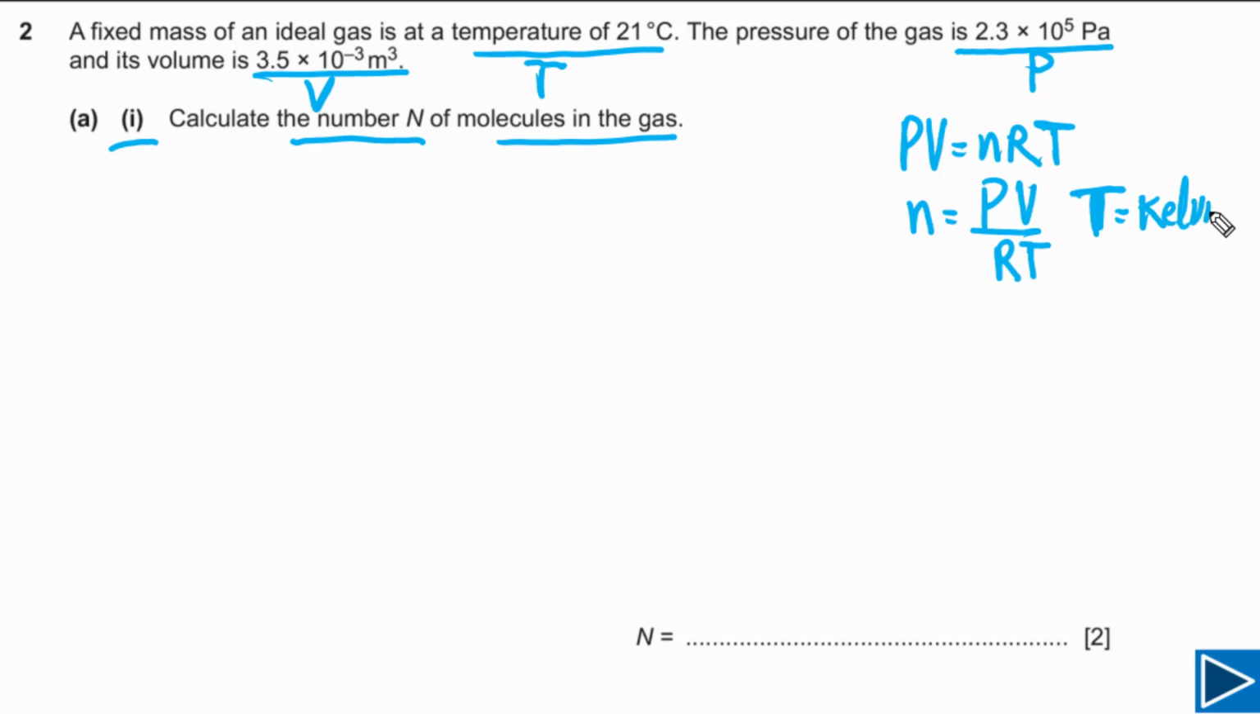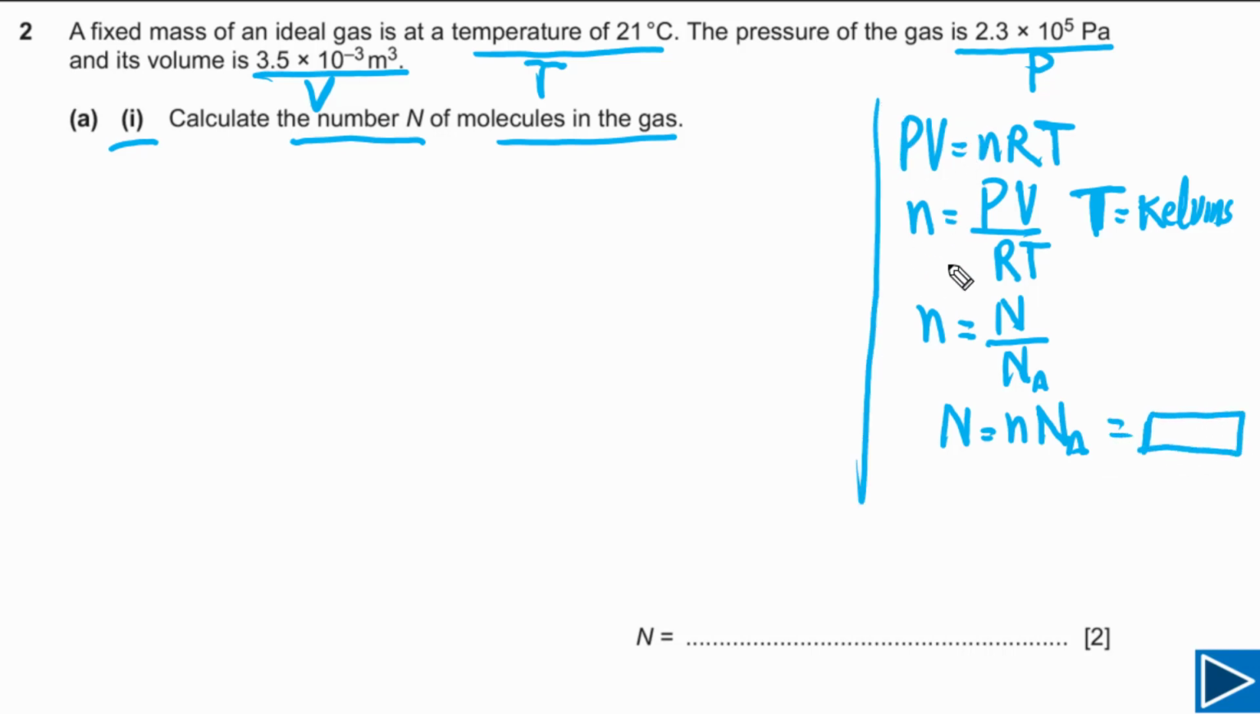So let me write it on here. It has to be in Kelvins. If we can get the number of moles, then we can calculate the number of molecules. So this will be our first step. In the second step, you can write down the number of molecules divided by Avogadro's number. This is equal to the number of moles. So from here, we can calculate the number of molecules. This will be equal to the number of moles times Avogadro's number. So you will get your final answer. If you use this method, you have to do it in 2 steps.